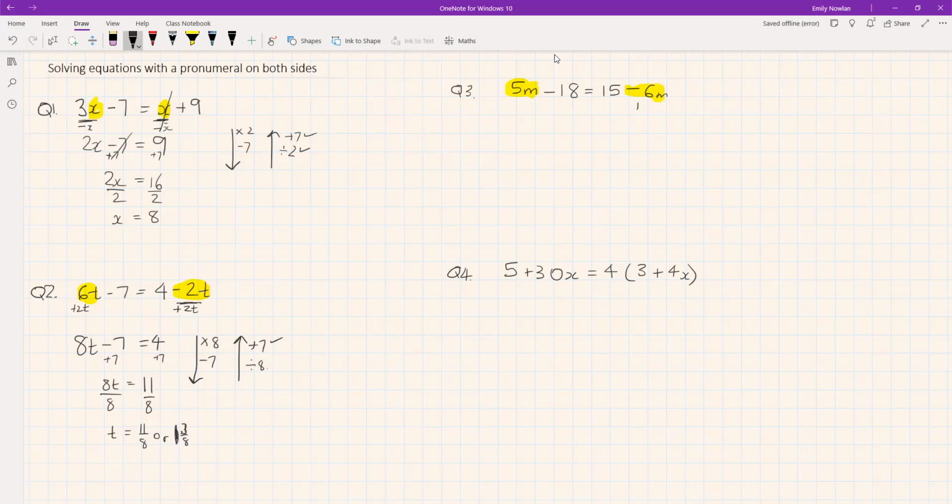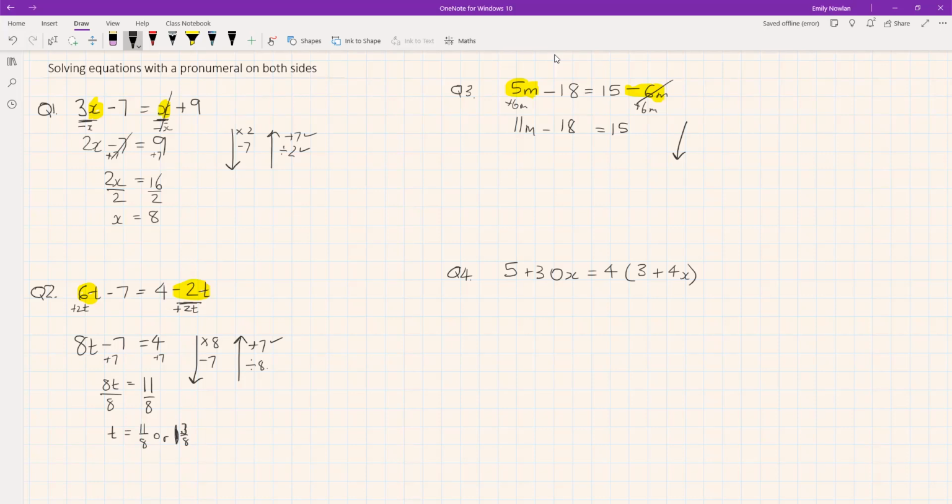So let's go plus 6m. It's the opposite to minus 6m. And what you do to one side, you need to do to the other. 5m plus 6m is 11m minus 18 equals 15. The whole idea is to get rid of that one there. Now they're on the same side of the equal sign, and we can do what we've done before.